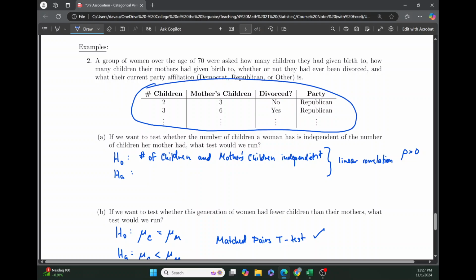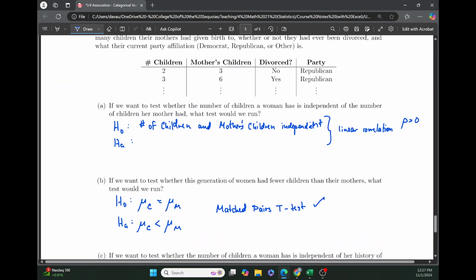Okay, and again, the main purpose of this section was just to point out the difference between part A and part B, where in part A, if you're trying to determine if the variables are correlated, well, then you run a linear correlation test. But if you're trying to determine whether the average in this column is different from the average in this column, then you would run a matched pairs t-test.